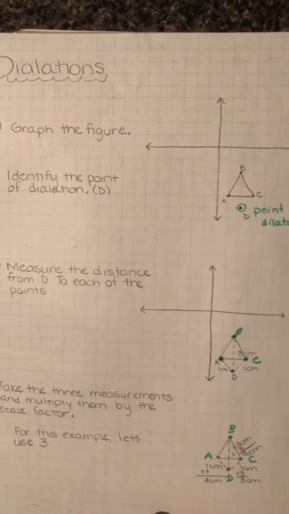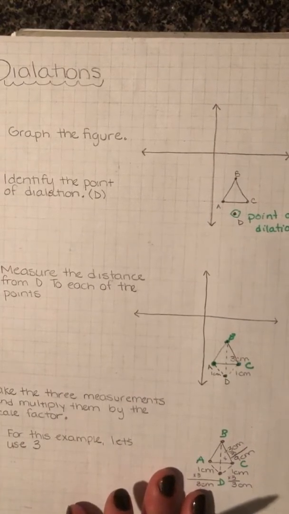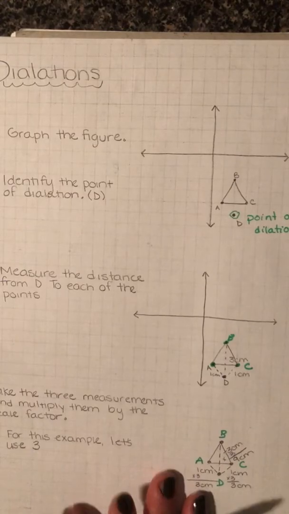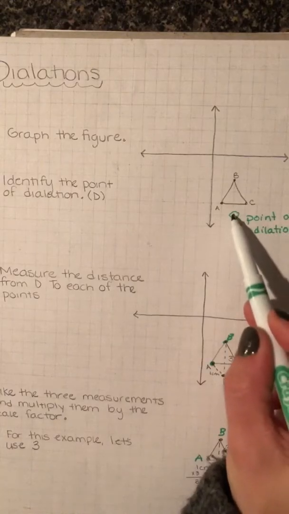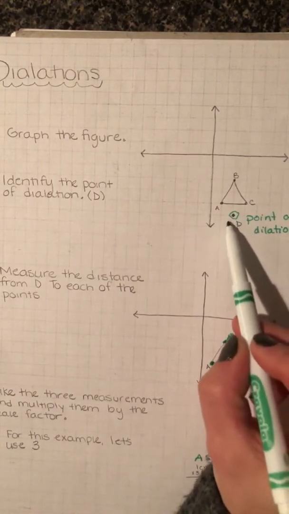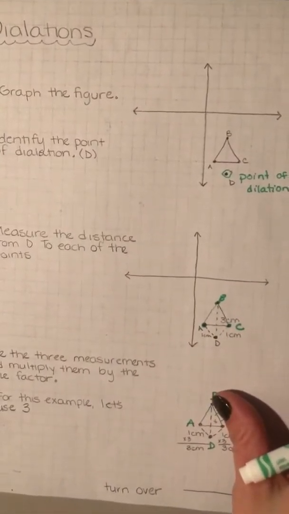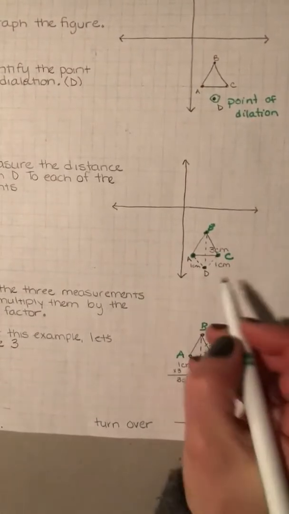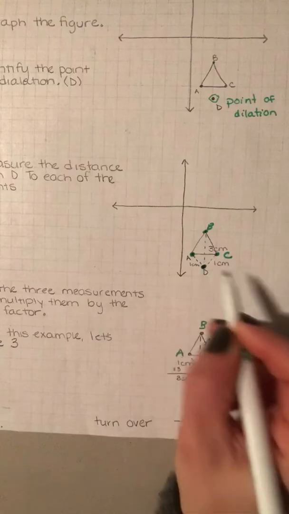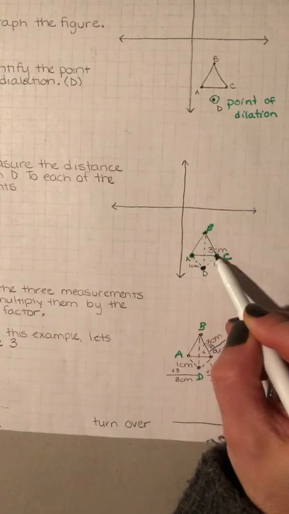This video is about dilations and graphing from a point that is not the origin. So, first of all, we are given the figure to identify, which is triangle ABC, and then the point of dilation, where we're going to dilate this figure from, is right here, point D. Now the second step is to measure the distance from D to each of the points. From the point of dilation, which is D, we want to measure from D to A, D to B, and D to C.